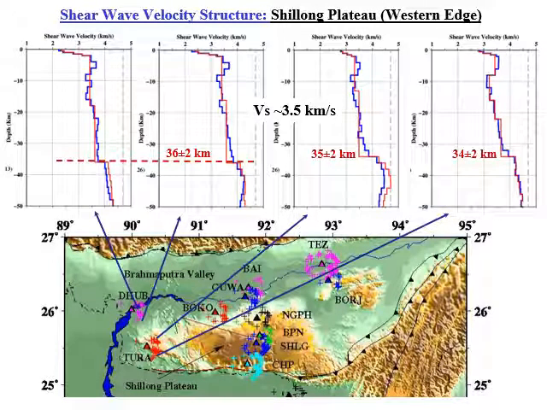Moving on to the western edge of the Shillong Plateau, the shear wave velocity in the crust is the same as before. It's 3.5 kilometers per second, whereas the thickness of the crust is slightly larger than what we saw in the central Shillong Plateau. So this is about 36 plus minus 2 kilometers at the western edge of the Shillong Plateau.